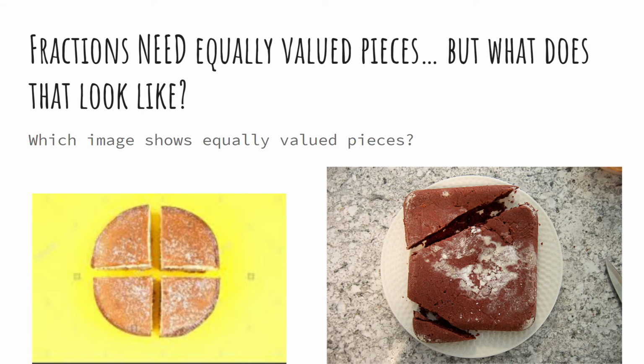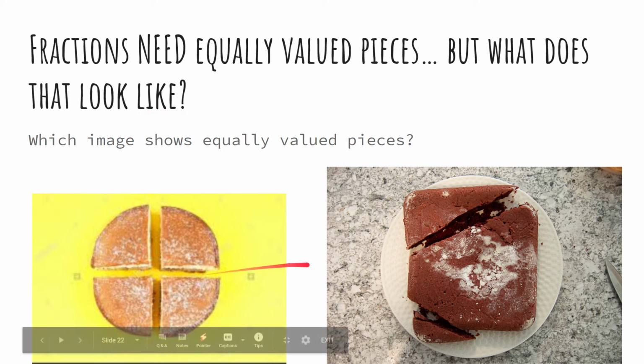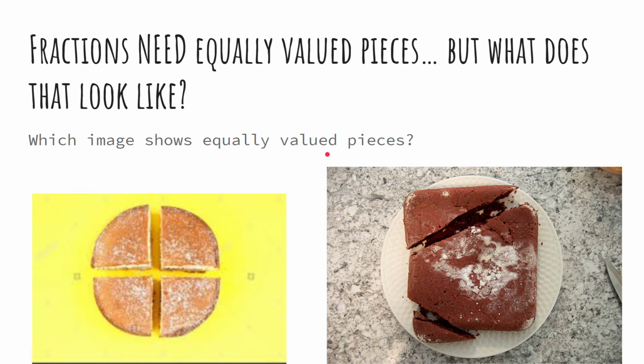Now this is our last little bit of information for our lesson. It's very, very important that fractions have equally valued pieces. If you've noticed in all my examples, those circles I've been using, the pieces that are divided up are all the same size in those circles. And that's because fractions will change based on the sizes of pieces. So I want you to look between these two photos here and think to yourself which picture shows equally valued pieces.